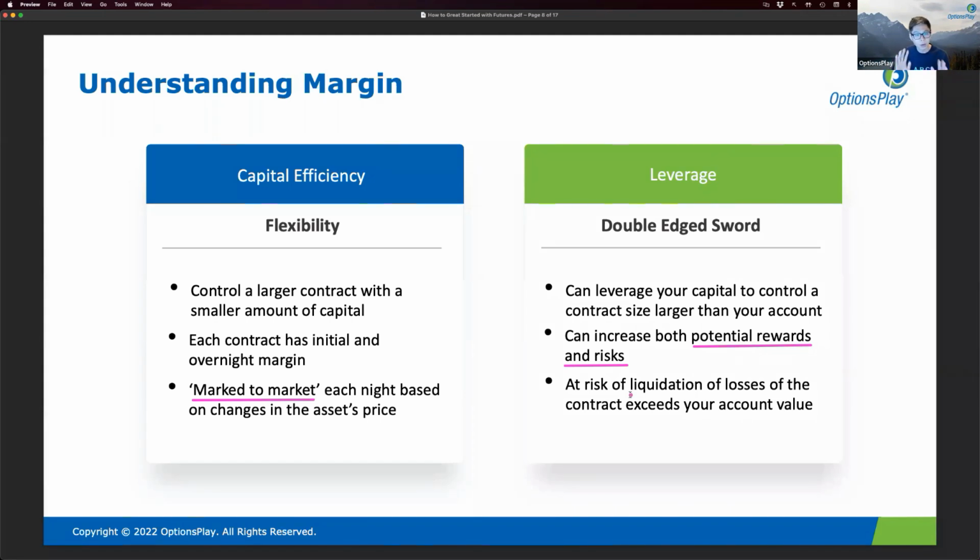But does that make sense, what I mean in terms of margin and leverage? If it does, please type 3 into the chat window, in terms of understanding margin and leverage.